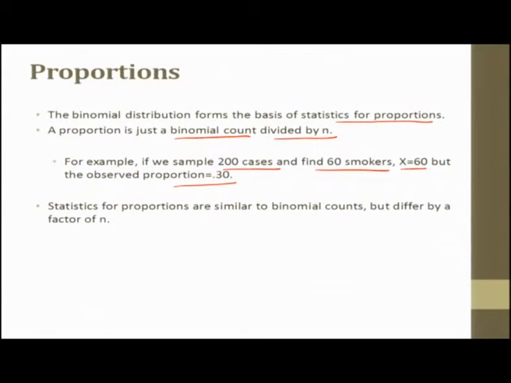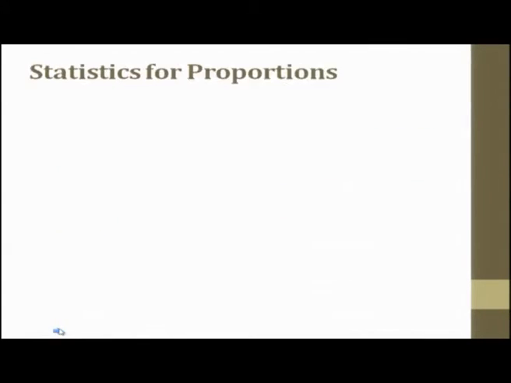Now, how to use statistics here? How to use the binomial distribution? Statistics for proportions are similar to binomial counts, but differ by a factor of n. So the mean is mu equal to n into p, and this differs by a factor of n.